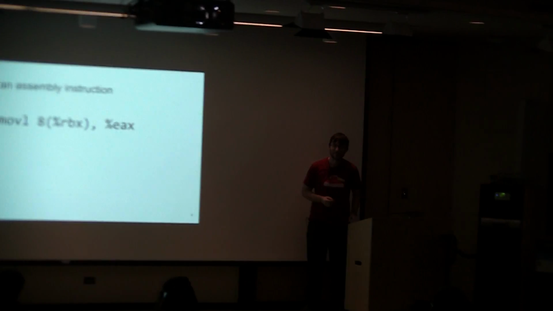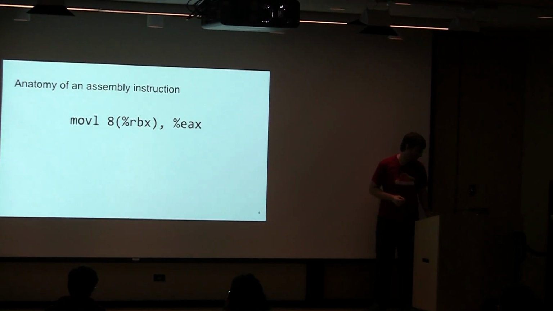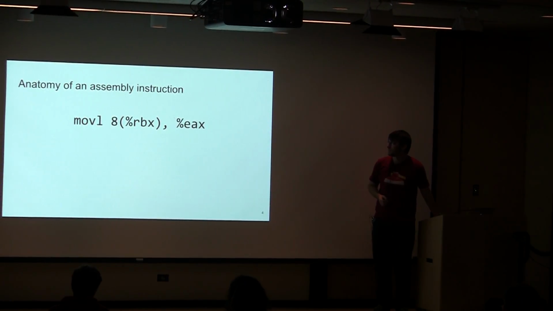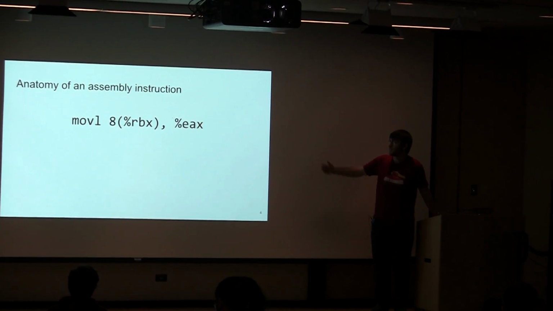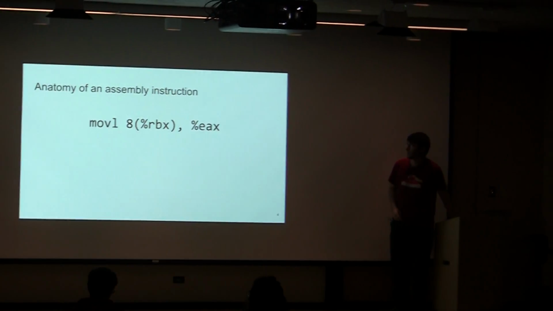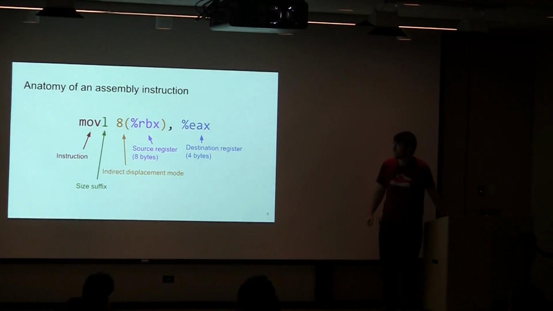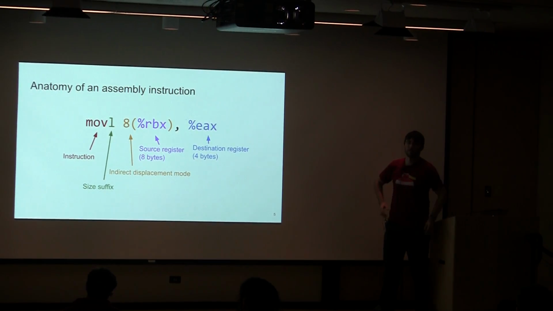So you guys have seen lots of assembly at this point, right? You've now actually completed the bomb lab. So this should be nothing new. If you see movl 8(%rbx), %eax, we can break that into parts, right? Mov is the instruction itself. That l is a suffix denoting the size that's going to be moved. We'll talk more about that later. And then we have two arguments to the move. We have a source and a destination. And those parentheses and that 8 is a special addressing mode that controls what we do with that source register. We'll talk about that more too.